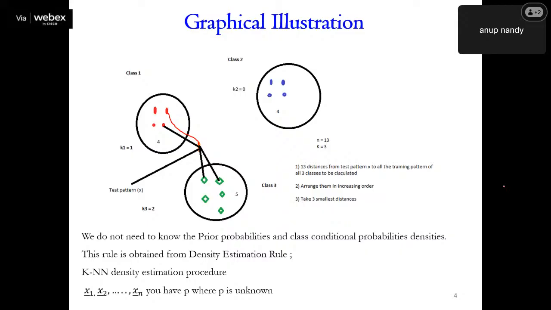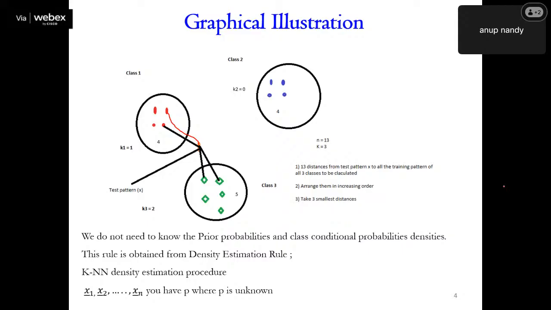Okay, second question: if you change the value of k, it is not necessarily true that you will get the same result. For different values of k, you will have different results. Now if you have different values of k and different results, then what will be the optimal value of k to choose?